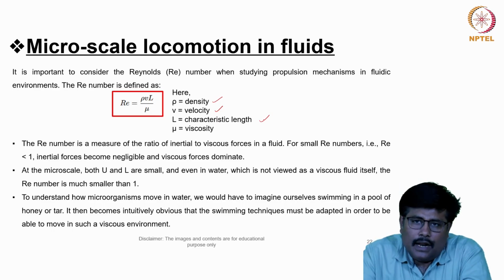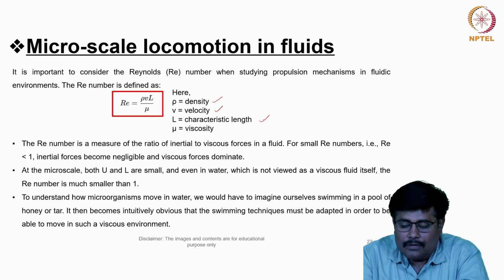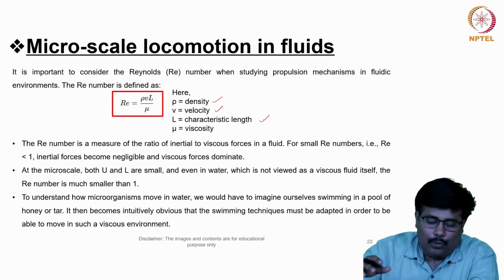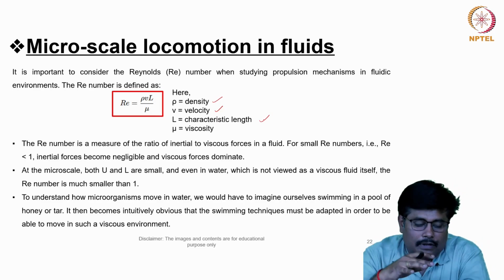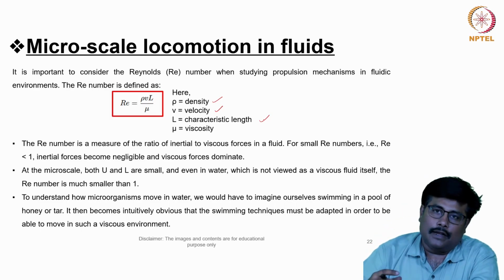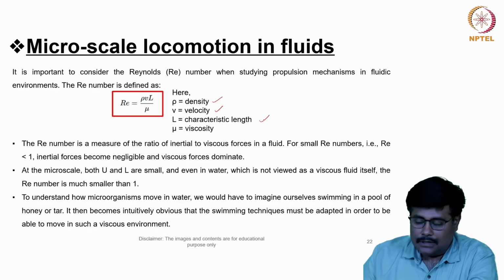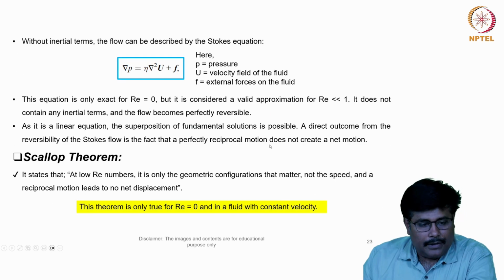To understand how these microorganisms move in water, we would have to imagine ourselves swimming in a pool of honey or tar. It then becomes intuitively obvious that the swimming techniques must be adapted in order to move in such a viscous environment. So these are some of the points which we may need to consider.